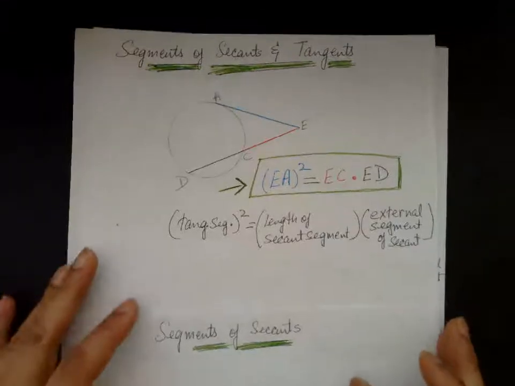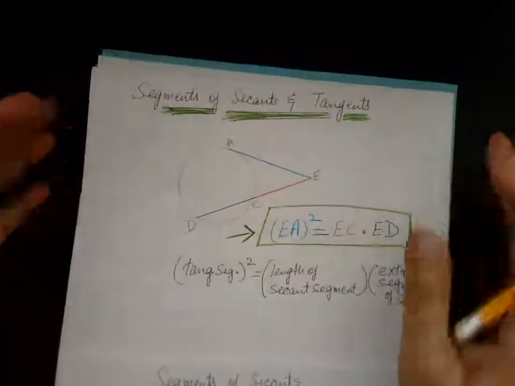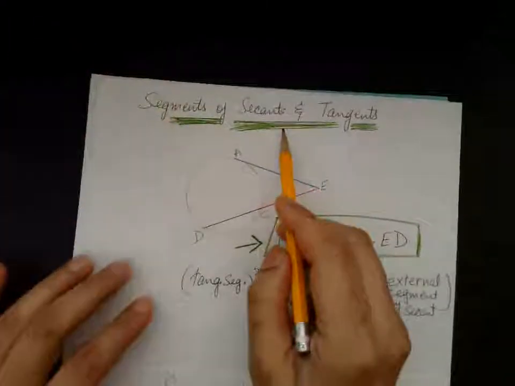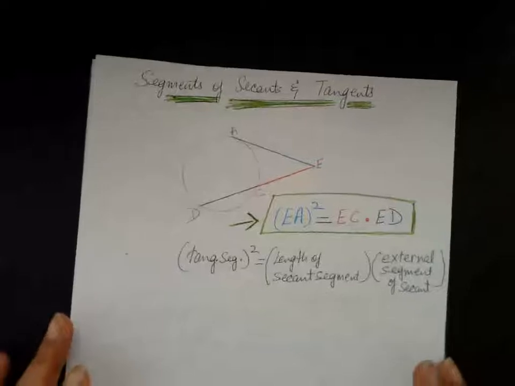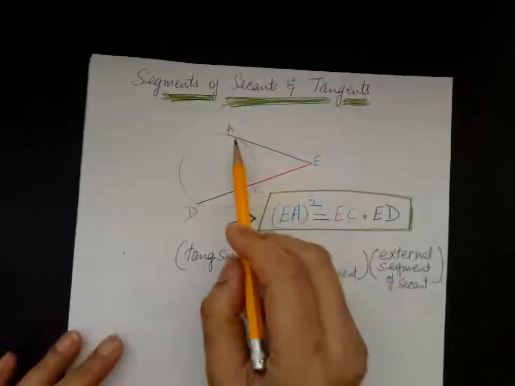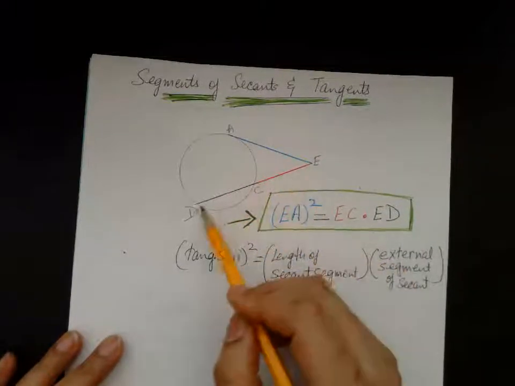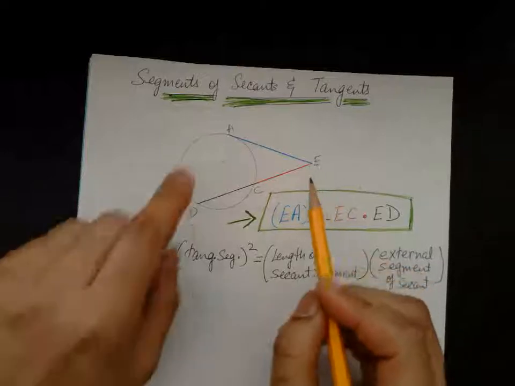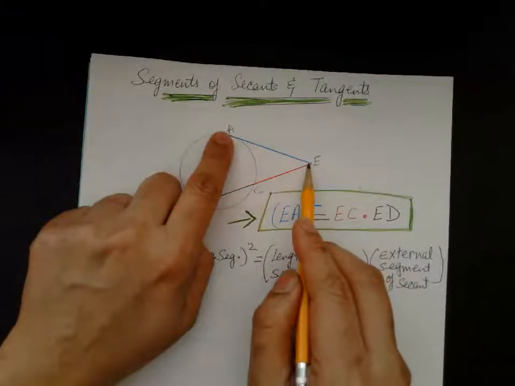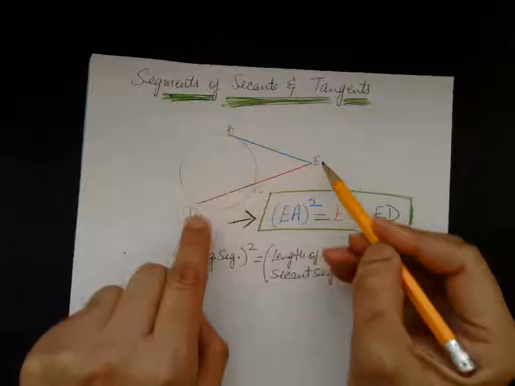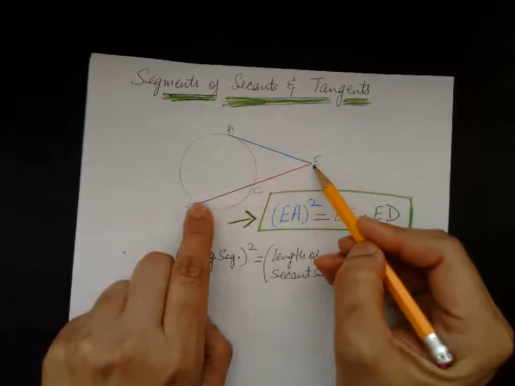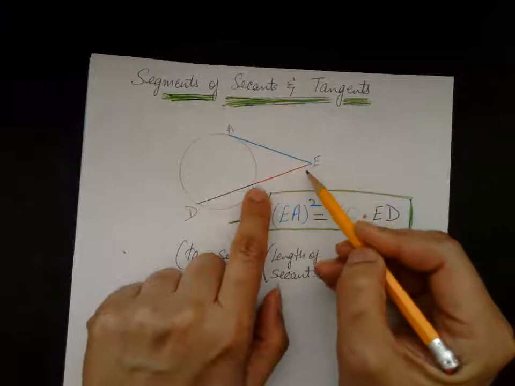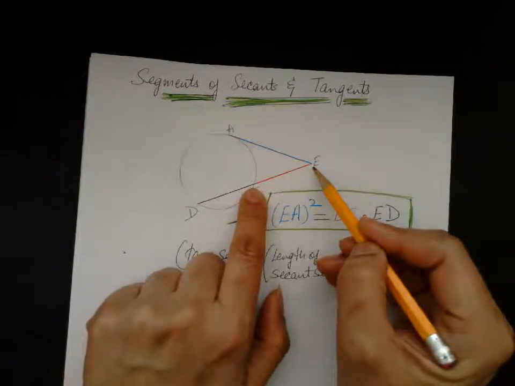There are two things. One, when we have secants and tangents both. So in this particular case, we have a tangent and we have a secant. This part is called tangent segment. ED is total secant segment and CE is the external part of the secant segment because it is outside the circle.